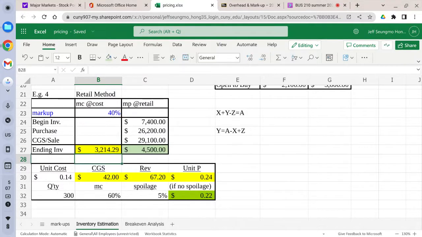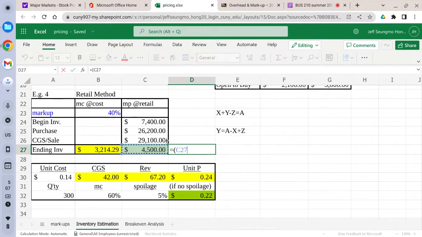Okay. There you go. Also make sure, if the markup is 40% of the cost, I'll just check. That's the markup, right? And then you divide it by this. 40%, exactly. So it checks out.